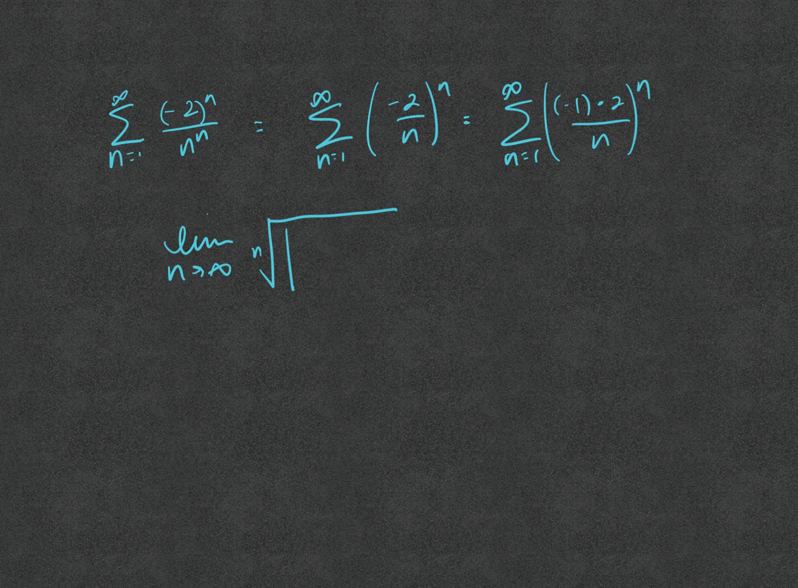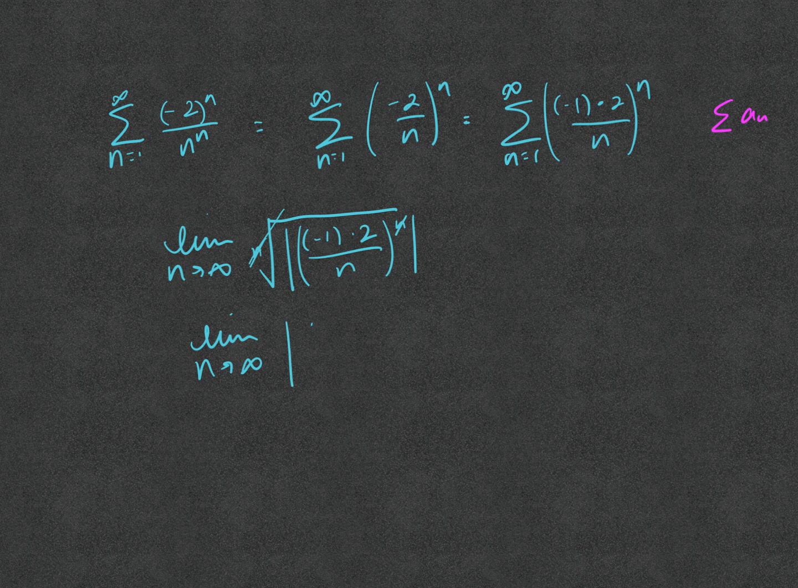Now remember, when you look at your reference sheet, it says the series of a sub n. That means everything except the series notation. So in here, we're going to put -1 times 2 all over n raised to the nth power in this absolute value. So this nth power and this nth root are going to cancel. If they don't, you cannot use the root test. So now we have the limit as n approaches infinity of the absolute value of -1 times 2 over n.